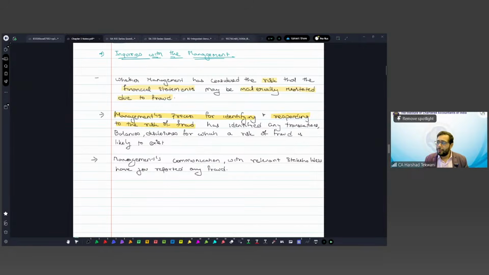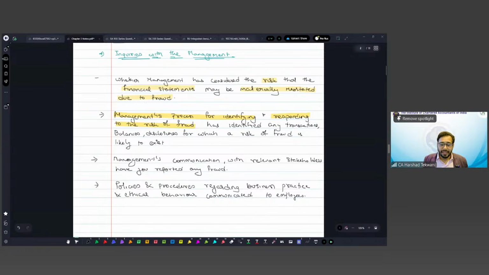Your policies, your procedures regarding business practice, ethical behavior, communication to employees, what is that? Is it strong enough? Basically, do you have a tone at the top for no tolerance to fraud? So I will ask management, tell me, do you have that tone at the top which says that there will be no tolerance about fraud, or how do you take it? So these are certain things that we ask from management.